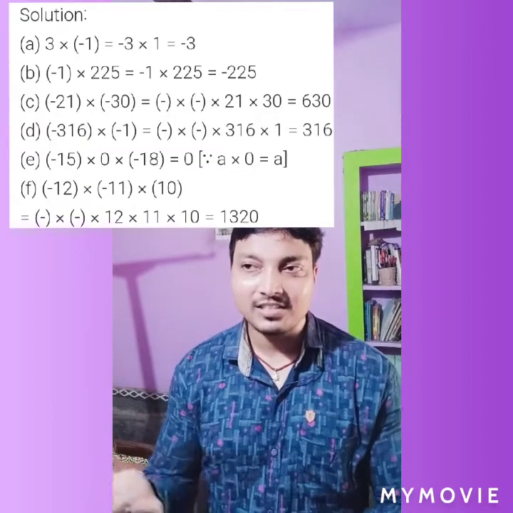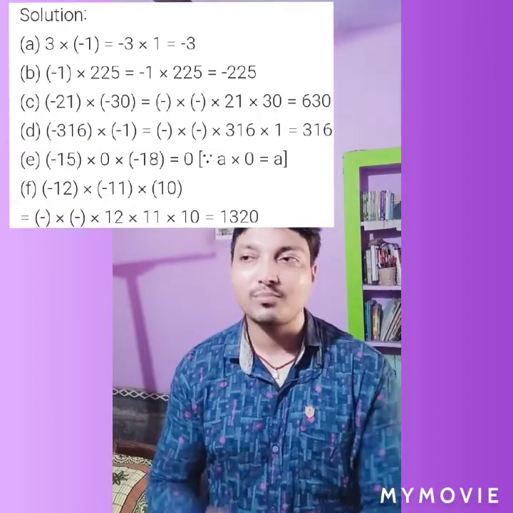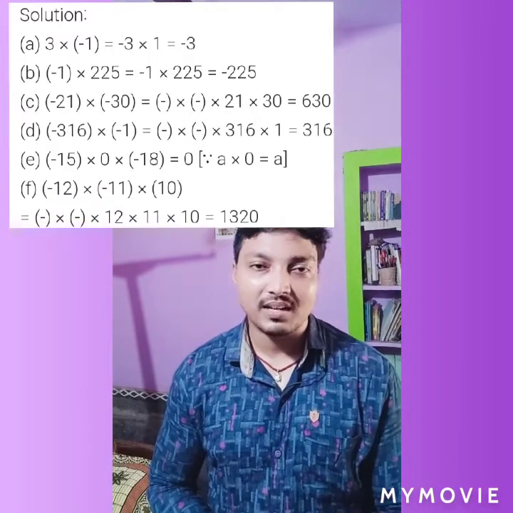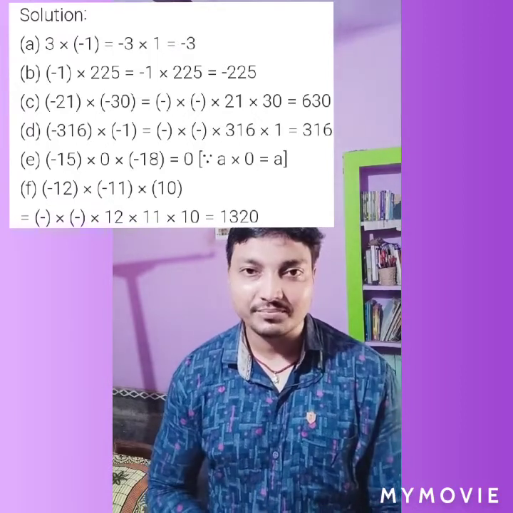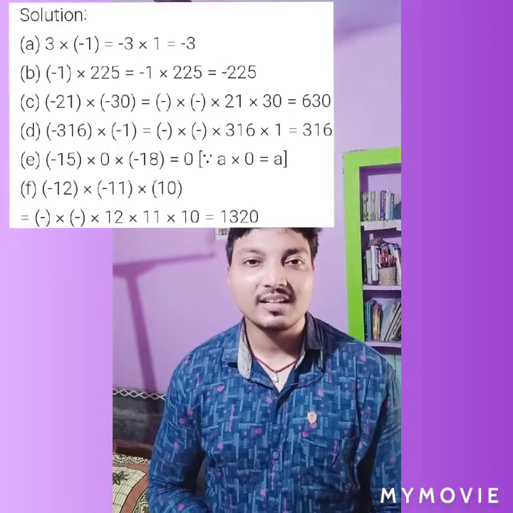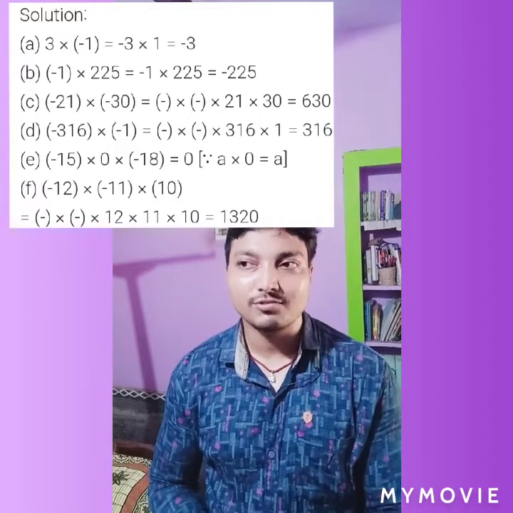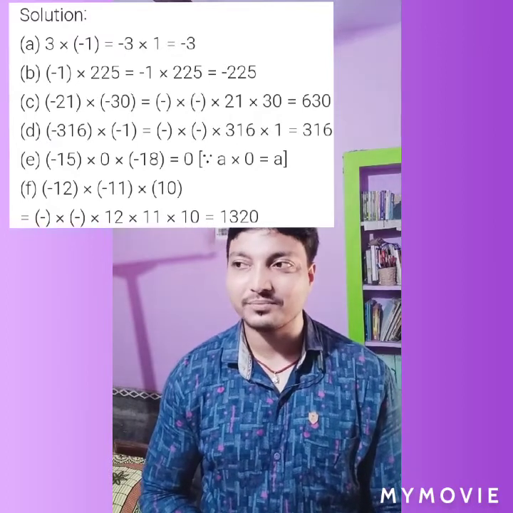Otherwise you can consider the associative property, where with 3 or more numbers you can multiply in any order. Suppose first we multiply minus 15 into 0. Minus 15 into 0 is equal to 0. Whenever you multiply 0 with minus 18, the product is also equal to 0.